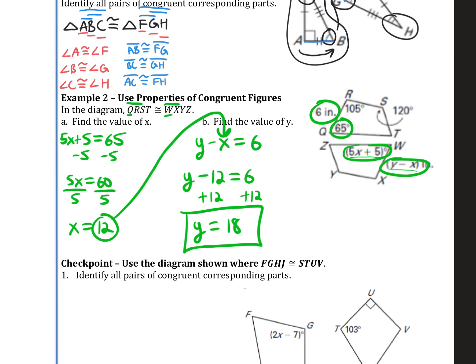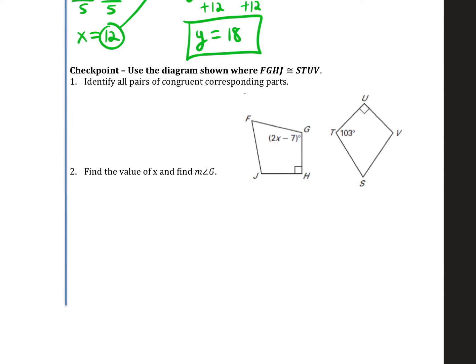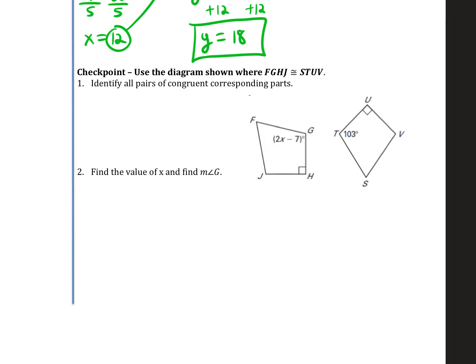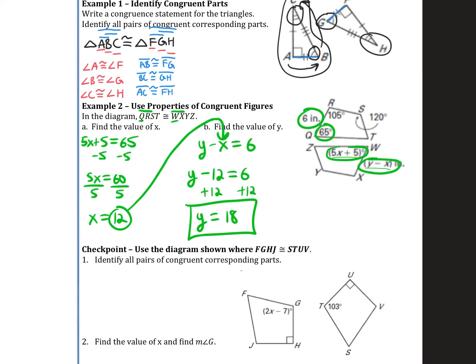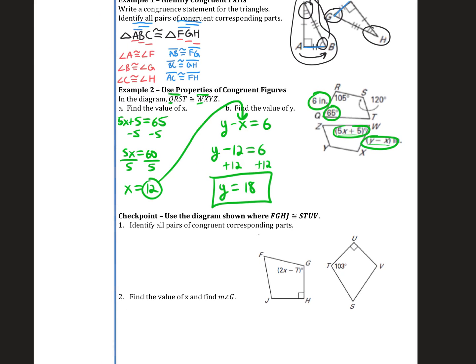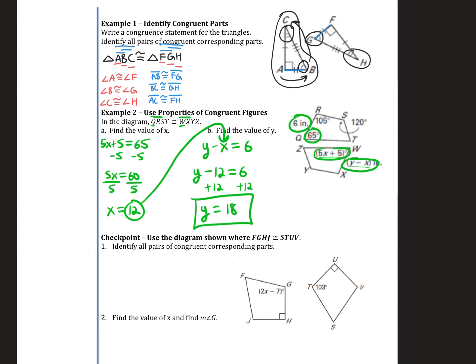Okay? So basically using the properties of congruent figures, by matching up the congruent corresponding parts and angles and sides, we can figure out and solve for different missing lengths. All right. Why don't you guys go ahead and try checkpoint 1 and 2 now. I'll zoom out here so you can see everything. Try checkpoints 1 and 2. Go ahead and try this on your own.